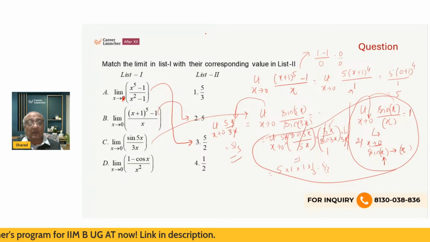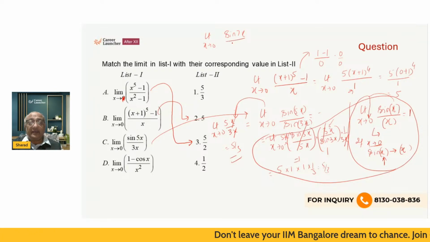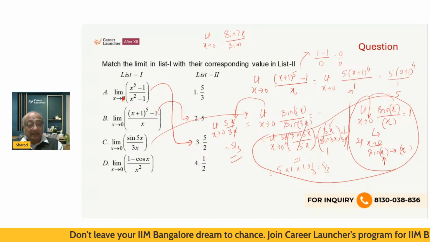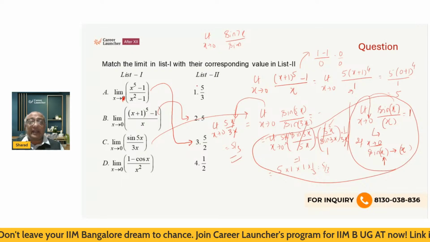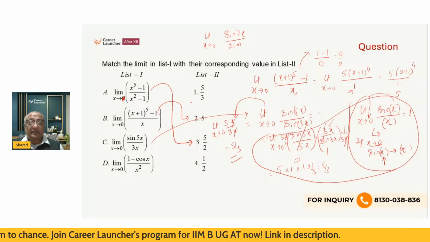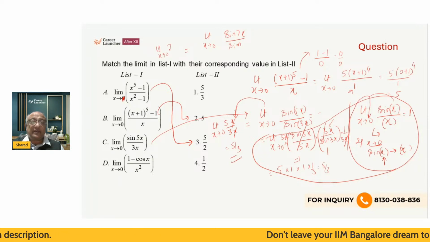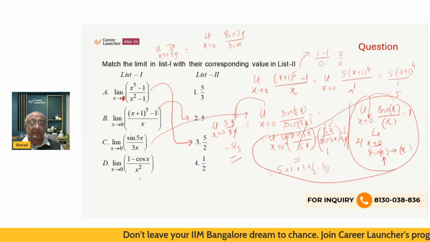You can always solve like this. Let's take another example. Limit x tends to 0, sine 7x by sine 3x. I will just write this as limit x tends to 0, 7x by 3x. It's so simple, so please remember that, it will help you.